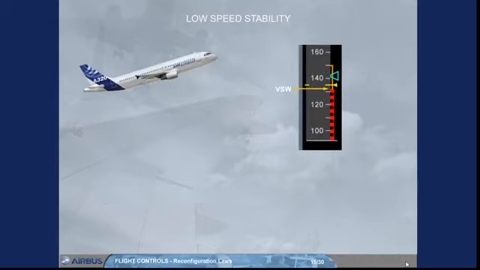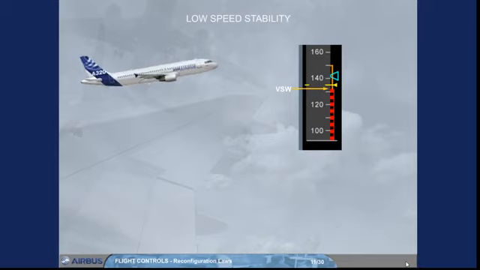If the speed approaches VSW, the low-speed stability activates, and a gentle progressive nose-down input is introduced, which tends to keep the speed from falling below VSW. Note: the pilot can override the pitch-down input with a side stick input.